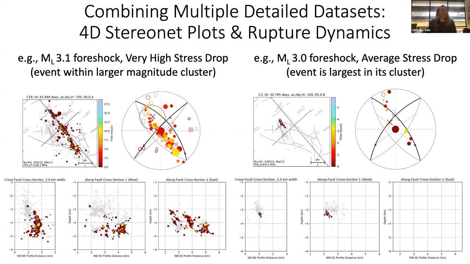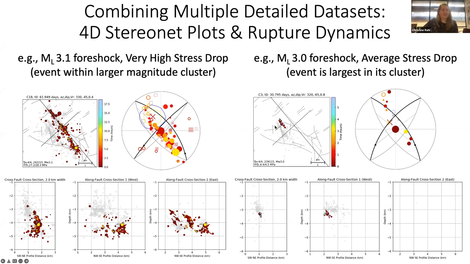These are two examples of other clusters in the Mogul sequence. The one on the right, let me start with first. This is a magnitude 3.0 foreshock. It was pretty simple, with average stress drop. If you look at it in map view, the seismicity is all aligned to the northwest and the rupture direction is to the northwest. So the horizontal rupture direction and the horizontal lineament are aligning and telling us it's the northwest fault plane.